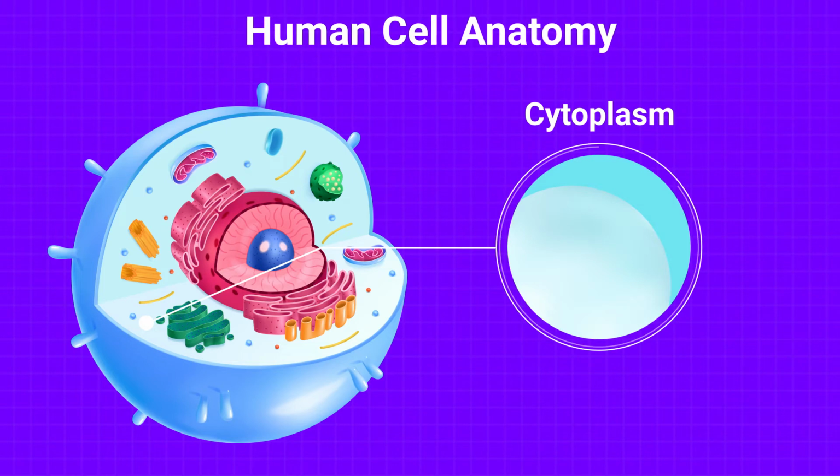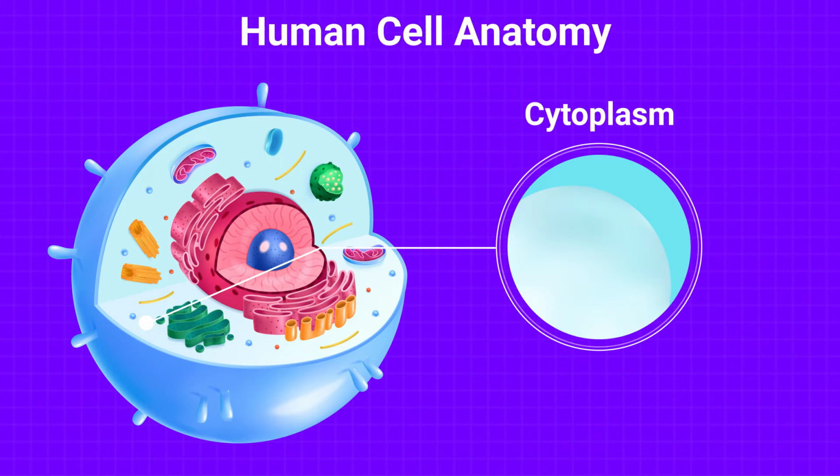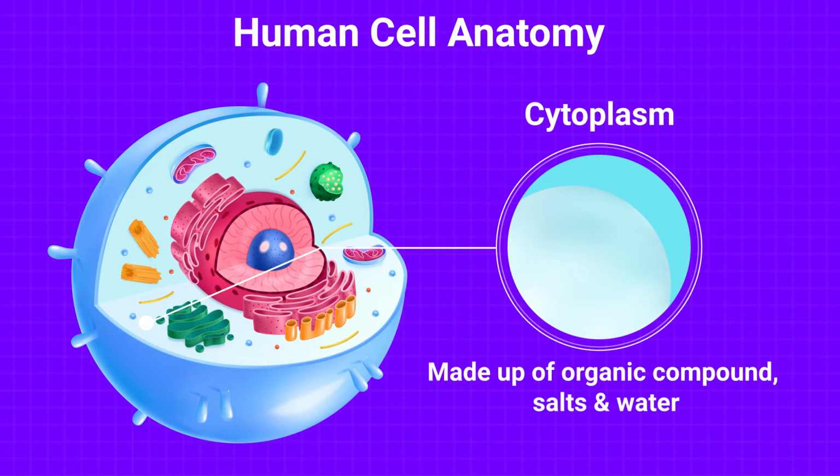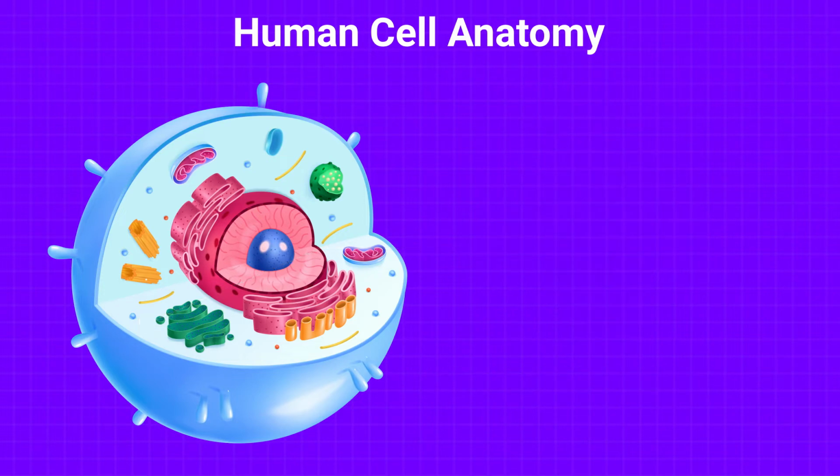Cytoplasm. The gelatinous liquid that makes up a cell's interior is called cytoplasm. It is made up of different organic compounds, salts, and water. The cytoplasm is kept apart from some internal organelles, like the nucleus and mitochondria, by membranes.